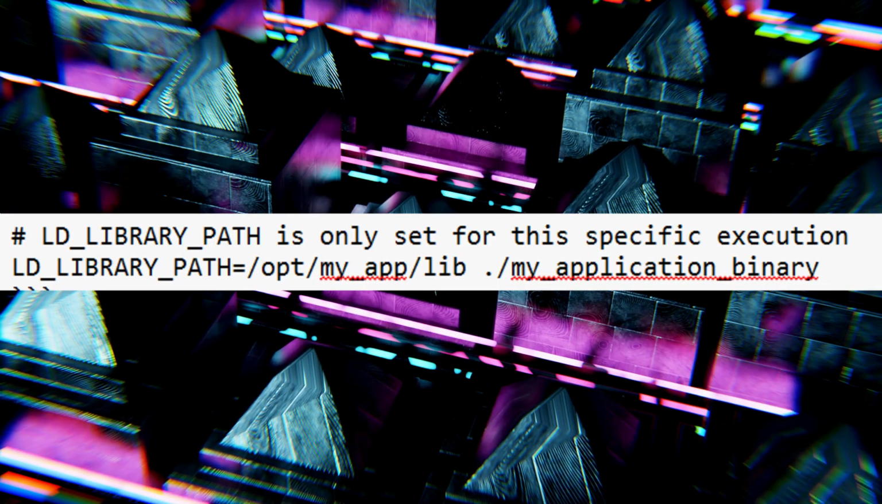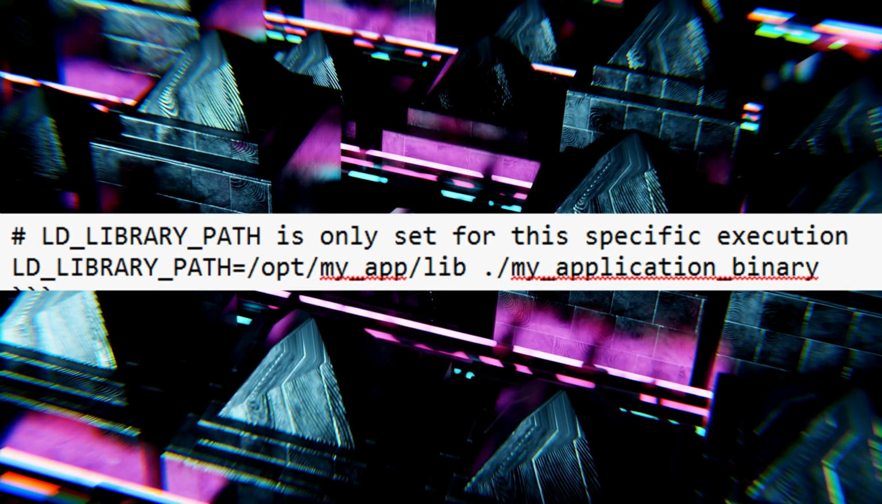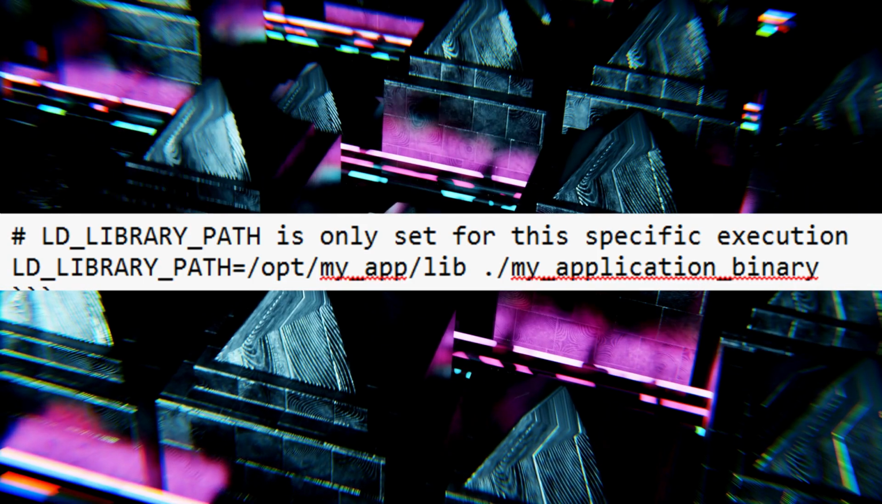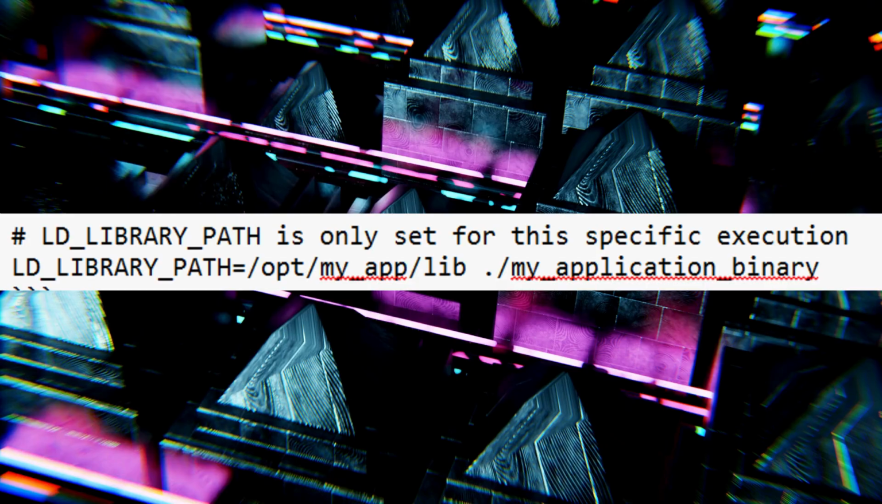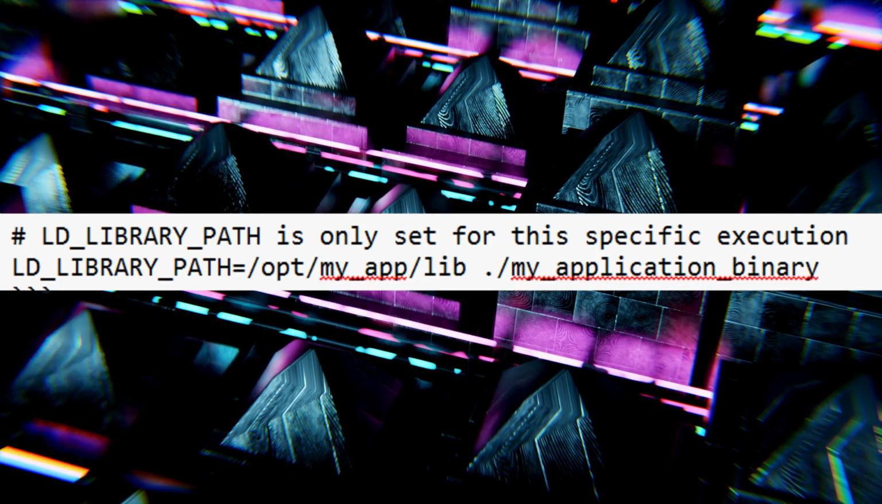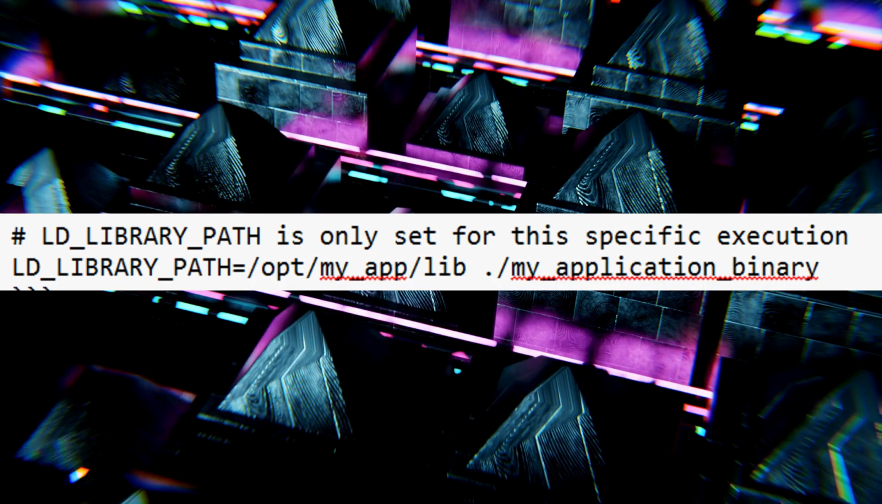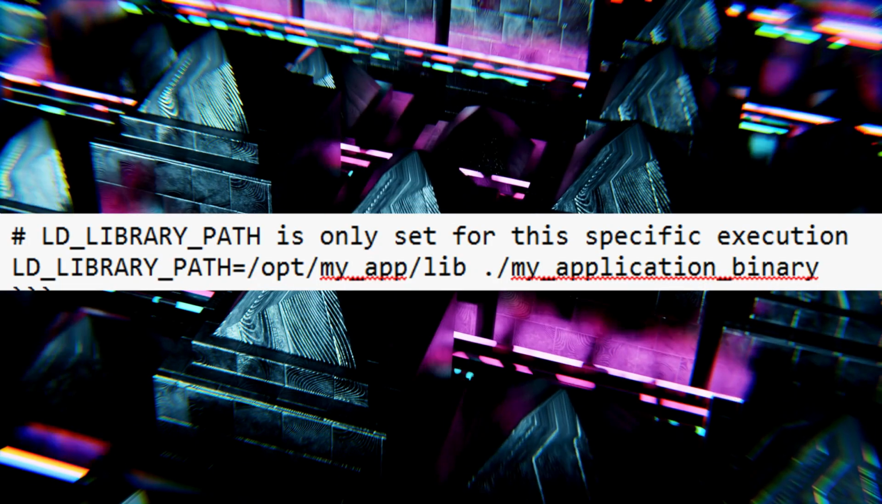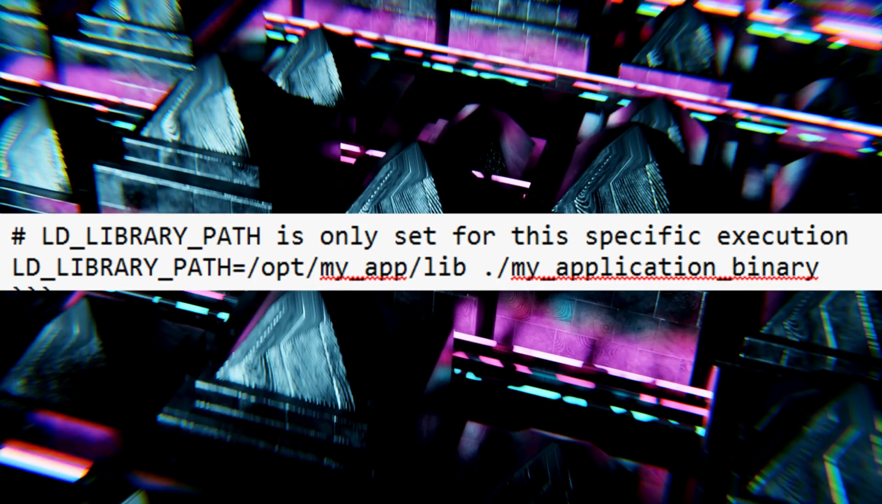Example 3. Setting it for a single command. This is the safest and best practice when you only need the variable for one specific program. Run. You set the environment variable right before the command. Bash. LD_LIBRARY_PATH is only set for this specific execution. The variable is automatically unset once the my_application_binary finishes executing.